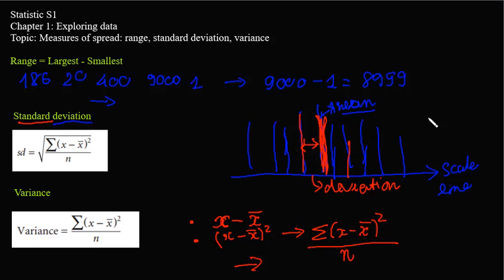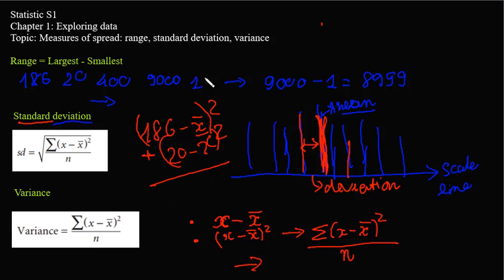Like if we have a data set like this here, we calculate the mean from it. So we take 186 minus the mean, squared, and then we take 20 minus the mean, squared, all of them minus their mean and squared. Then we divide by 5 because they have 5 numbers. So in general, the form will be n.